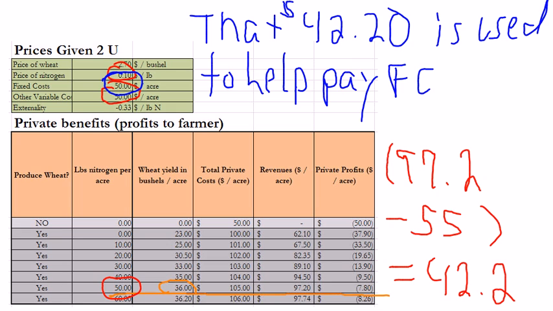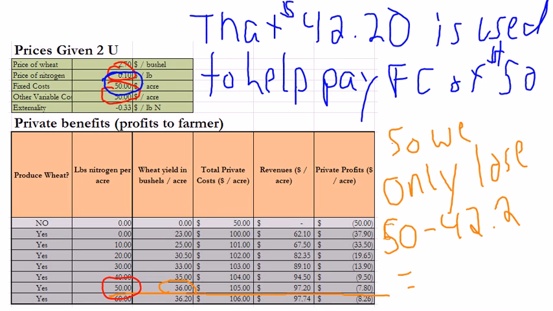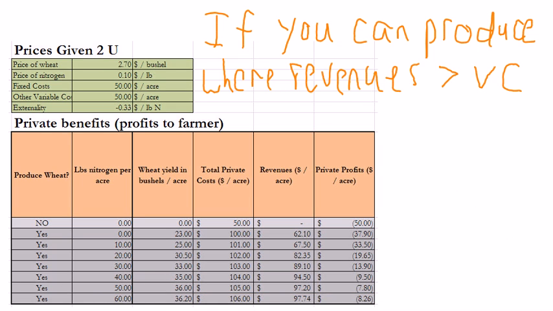And what we do, we take that $42.20 and we use it to help pay that fixed cost, and that fixed cost was $50. And by doing that, we only lose our $50 minus the 42.2 we used to help pay down the fixed cost. We're only going to lose $7.80. And from this, you can see the result that when you're thinking about whether you should produce wheat or not, so long as you can produce an amount of wheat where your revenues are going to be greater than variable cost, you absolutely do want to produce.